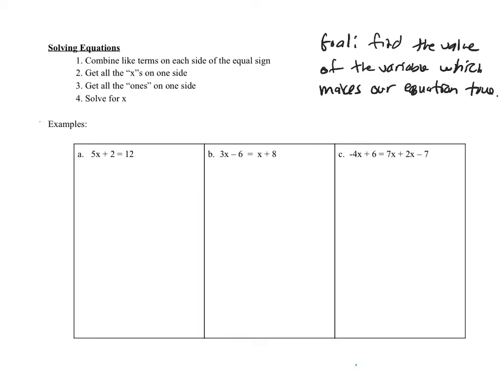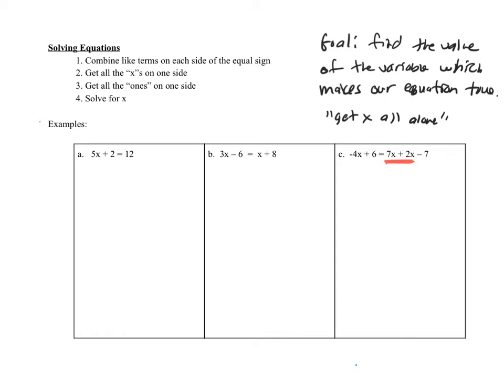Another way we describe it is we say we want to get x all alone. So when you're solving an equation, there are some steps you can go through. Number one, you'd like to combine like terms on each side of the equal sign. If you look at example C below, we have on the right side of that equation two terms with x in them. So that's one thing we want to do is combine those terms into one term.